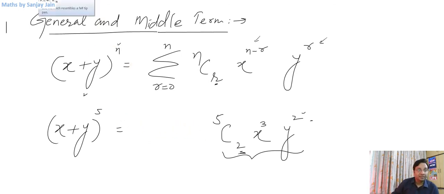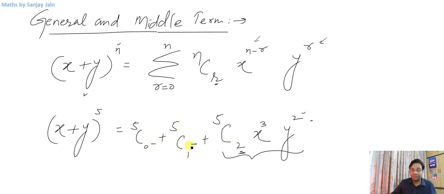We will start with 5C0, right? First term will have 5C0 in it. Second term will have 5C1 in it. So third term will have 5C2 and some expression here. What is that expression? We already know. It will be x raised to power 4 y, and this will be x raised to power 5, right? So third term will have 2 here.